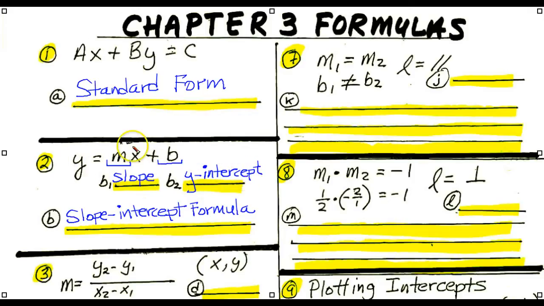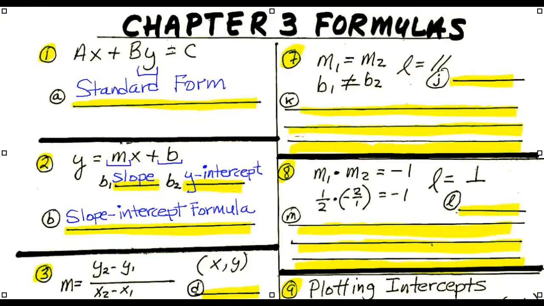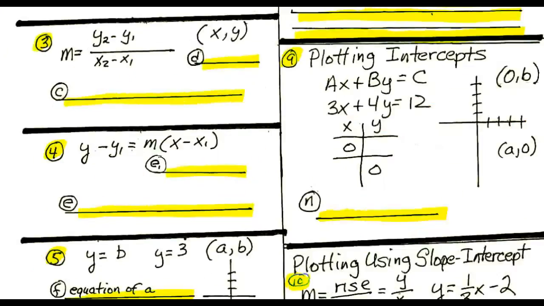So in this form, where you take the standard form and solve it for the letter y, putting it in this form, this is the slope-intercept formula that we'll be using quite a bit in Chapter 3. So we'll stay on the left side of our worksheet. And going on to example 3.